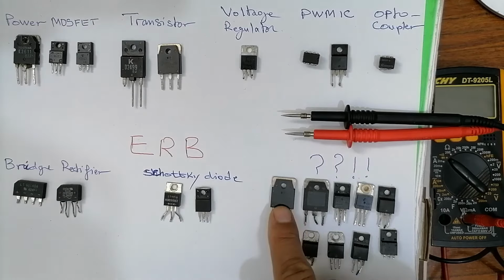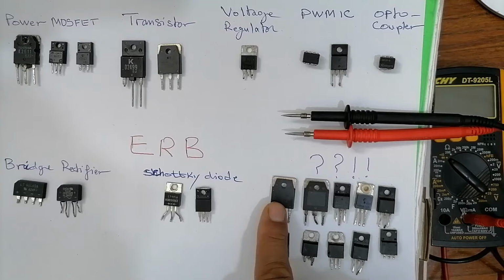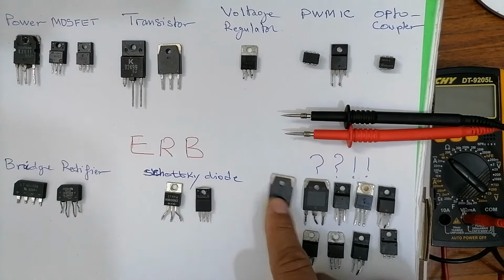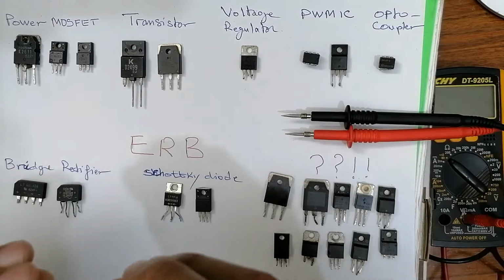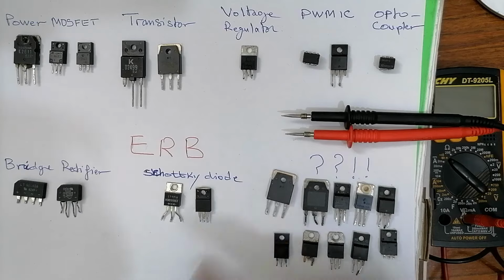Because this one, for example, is it a transistor, a MOSFET, a voltage regulator, a Schottky diode, or what? Based on what we can identify whether the component is a transistor, MOSFET, etc.